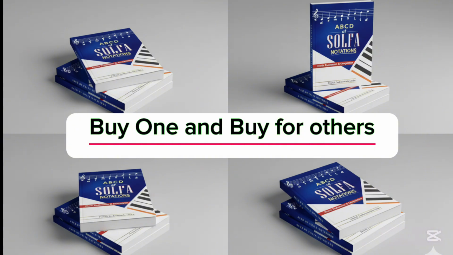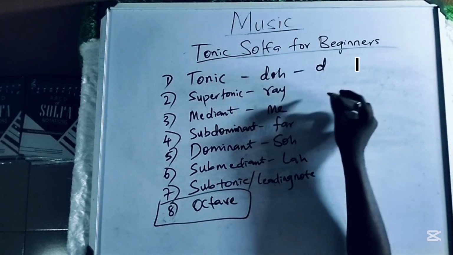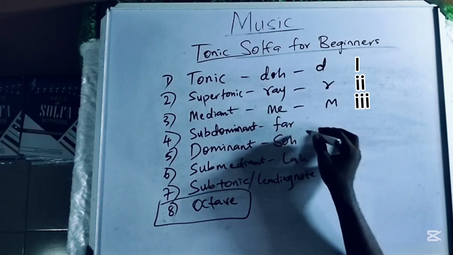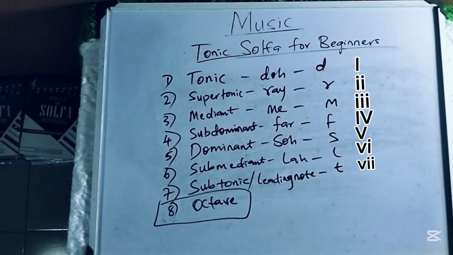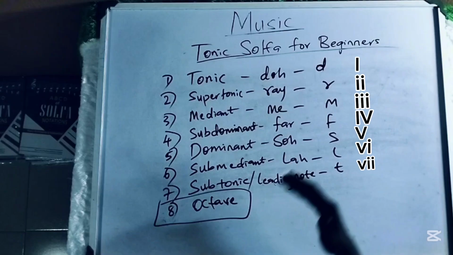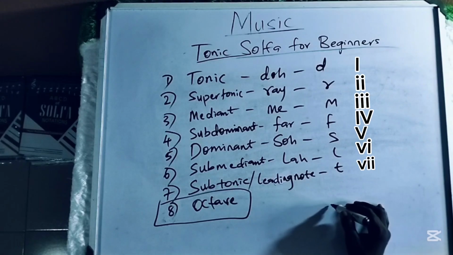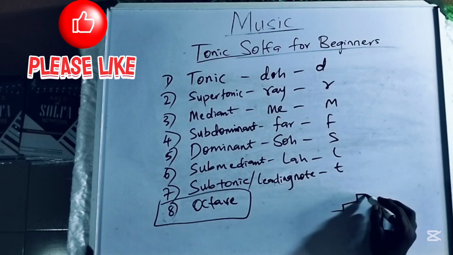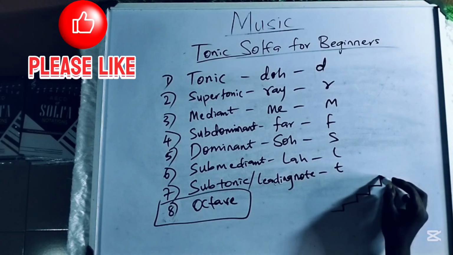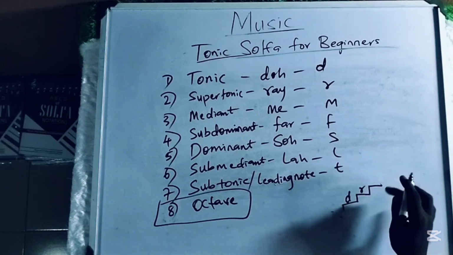So this one is called Do. Here is Re, Mi, Fa, Sol, La, and Ti. If you watch my previous video, you see where sometimes it is like a staircase. Just like this. So this is Do, this is Re, and this is Mi.